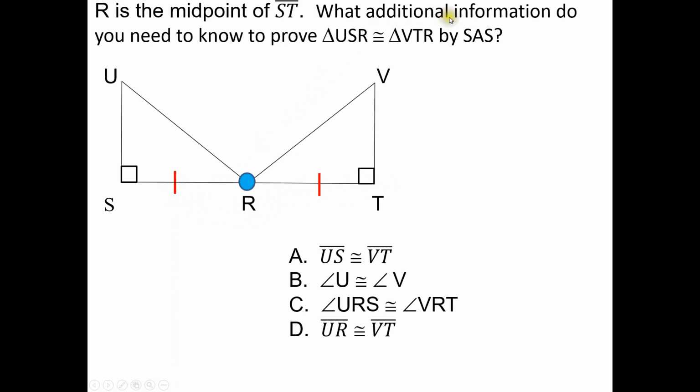Okay, then it says, what would prove these two triangles congruent by side, angle, side? Okay, well, there's a side, there's an angle, that has to be this side, right? So is there a US and a VT? Oh yeah, right there. That would prove it by side angle side, right? Okay. The hypotenuse is not marked, so it's not HL, right?